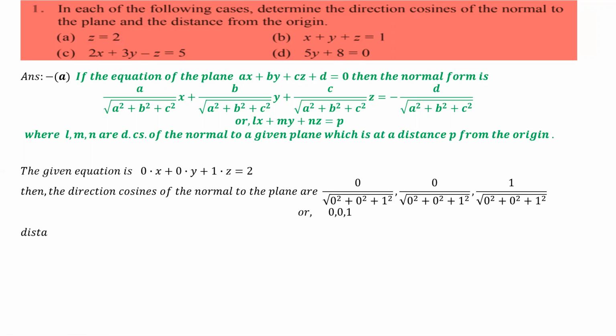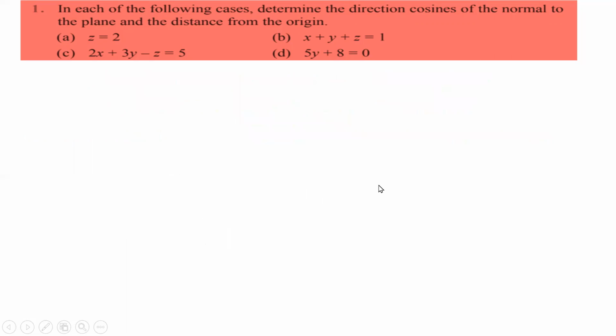Now we will talk about the distance from the origin. So this is 2 upon root over 0 square plus 0 square plus 1 square, that is 1. That is 2 upon 1 is 2 units. So here is the distance from the origin, 2 units, and the direction cosine of the given plane z equals to 2. Our direction cosine of the normal to the plane is 0, 0 and 1. Now let us talk about question number B.